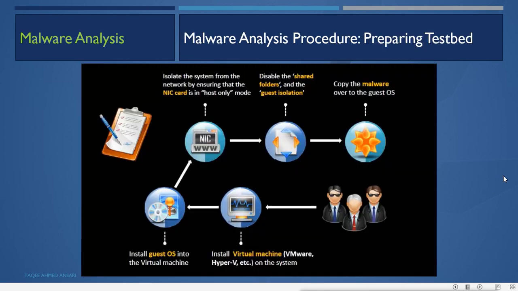Malware analysis procedure. If you want to analyze malware, first you have to prepare the testing pad. Isolate the system from the network by ensuring that the NIC card is in host only mode. So first you have to make sure that the network is not connected. Disable the shared folders and the guest isolation. Then copy the malware over to the guest OS. You first start from here.